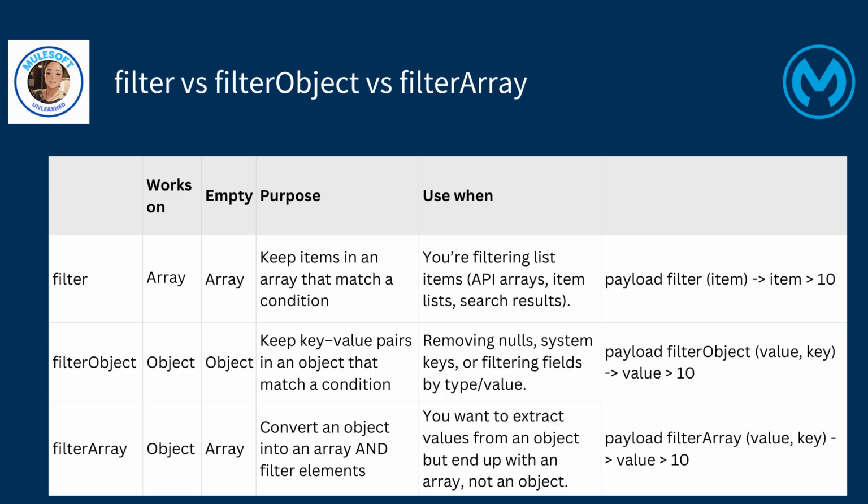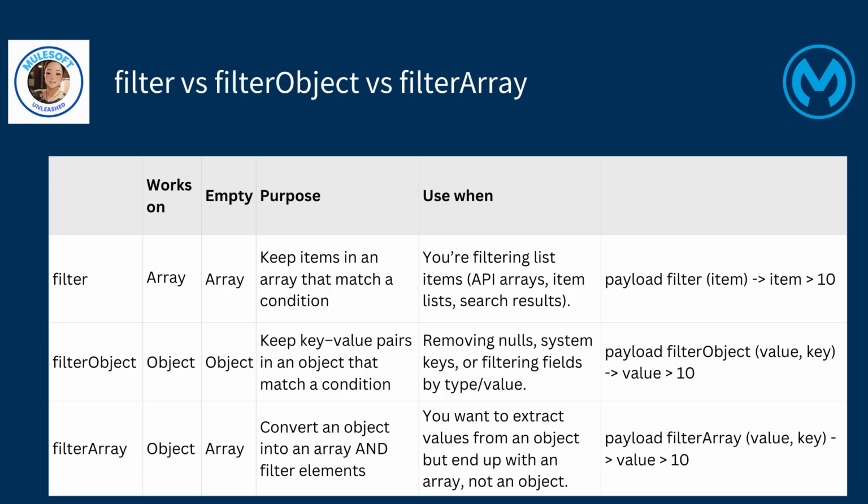First up, filter. Use this only on arrays and it always returns an array. So filter keeps only the items that match your condition. Simple, clean and perfect for API lists, search results or database records.